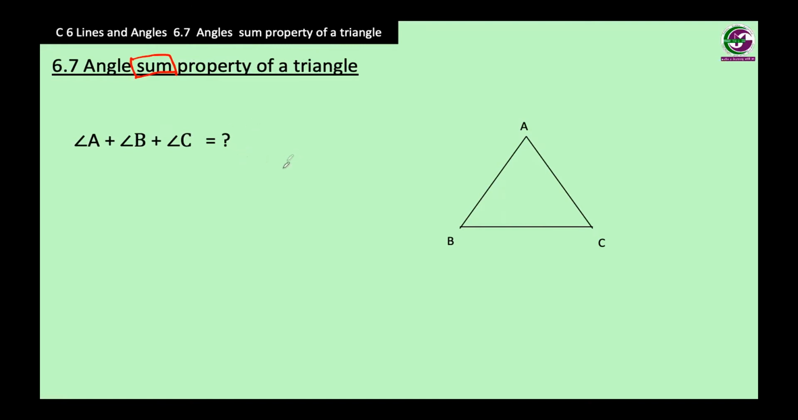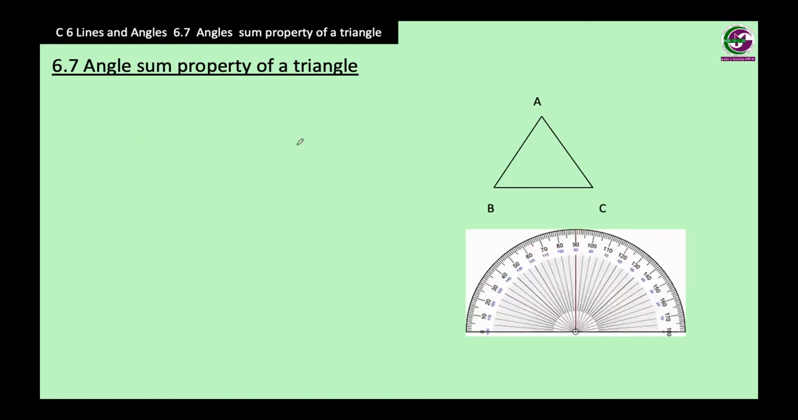It's the same even if the triangle is an acute triangle, or a right triangle, or even an obtuse triangle. The total measurement will remain the same. It doesn't matter if it's a small triangle or a large triangle. The total measurement will always be 180 degrees. Let us see how to prove it.